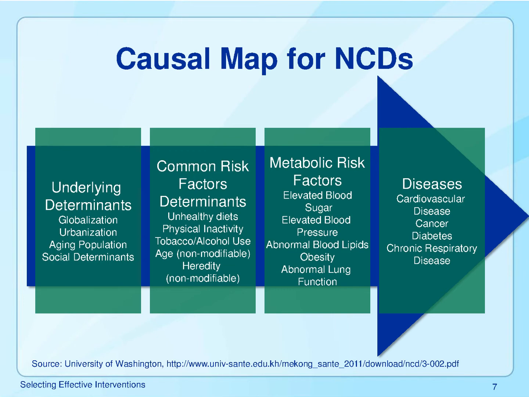Underlying determinants are contextual factors of people's environment which cannot be changed. Sometimes they're referred to as environmental determinants. Common risk factors and metabolic risk factors represent the individual determinants of a person's health. Some are modifiable while others are not.